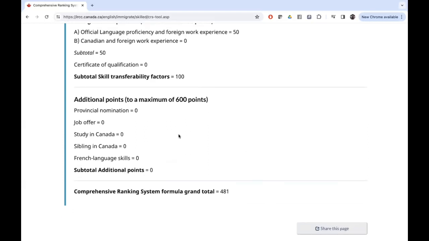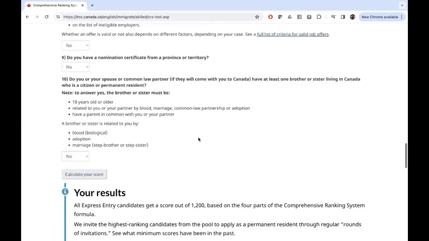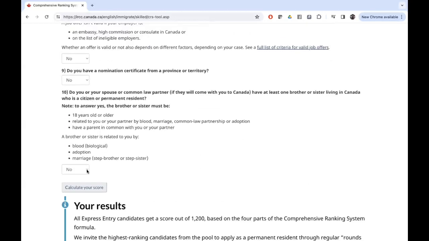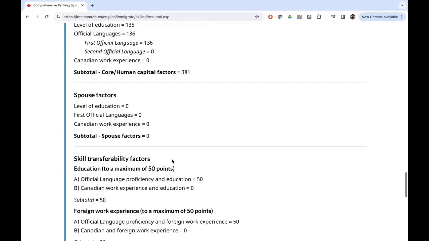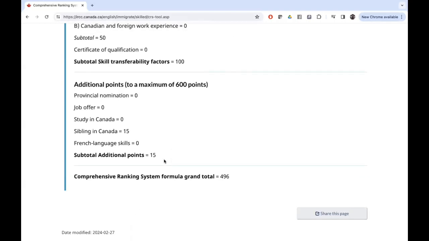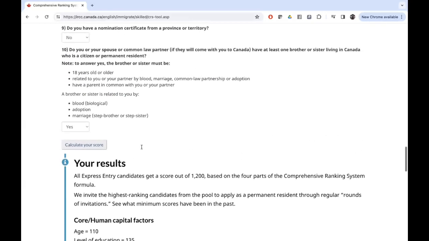Additional marks, no job offer and all that, no study in Canada, no siblings in Canada, 0 marks. So my total marks are 481. Now let's say I go and I say, okay, I have a sibling in Canada, and I calculate again. And now I got 15 marks for my sibling being a Canadian citizen or permanent resident, and my marks are 496.